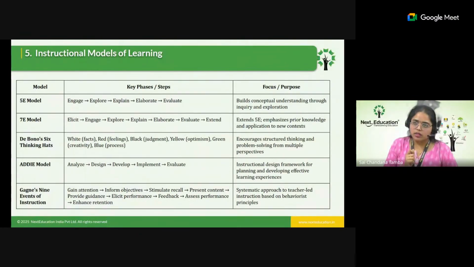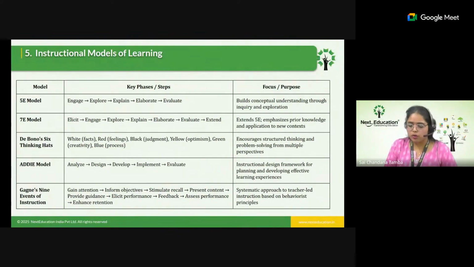Then there is the red hat, which deals with emotions, feelings, your intuitions, or gut reactions. Then there is the black hat, which deals with the judgment part, which is caution, the weaknesses or any risk or problems involved. Then the yellow hat is all about optimism, that is what benefits the students gain from this, what opportunities are available.